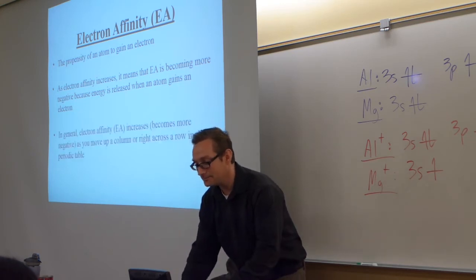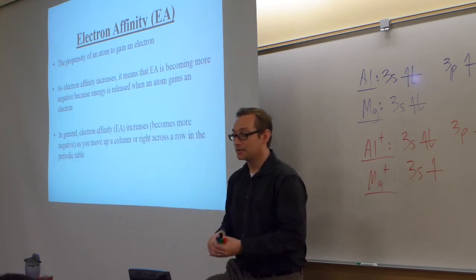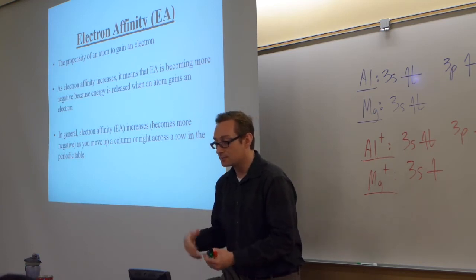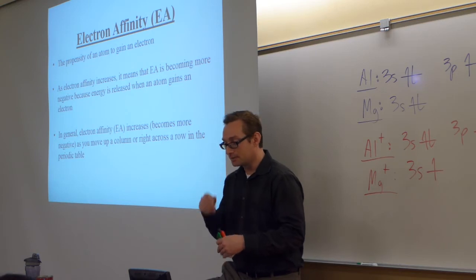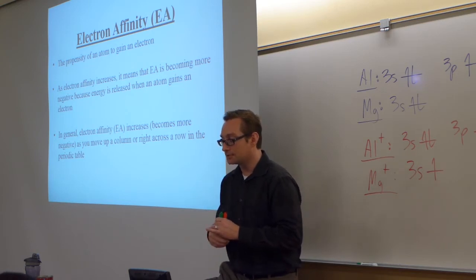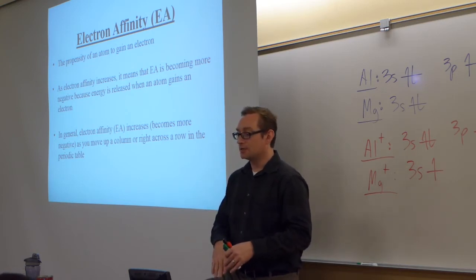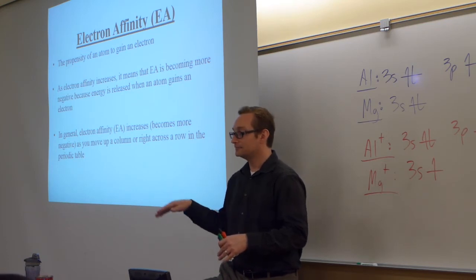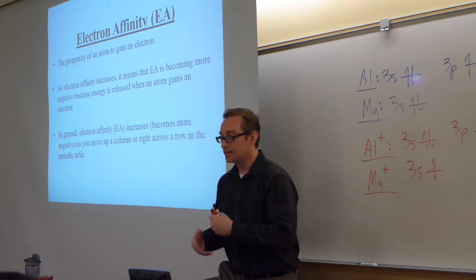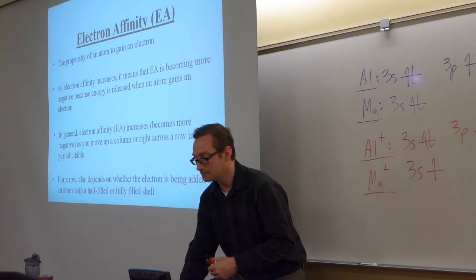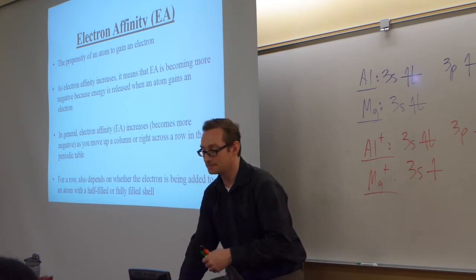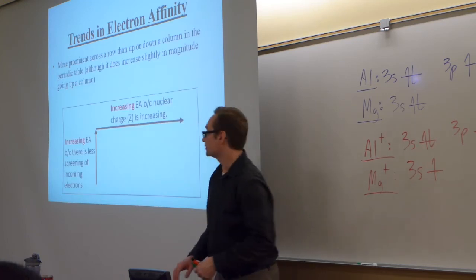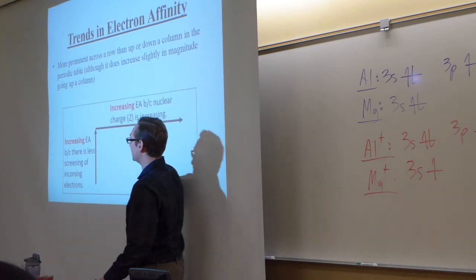So in general, electron affinity increases, becomes more negative, as you move up a column or to the right in a row. So it's very similar to ionization energy. It's increasing as you go up a column or to the right in a row. But in this case, it's becoming more negative. And it also depends on the half shell, full shell concept. Okay. So it's very much like ionization energy, up and to the right.